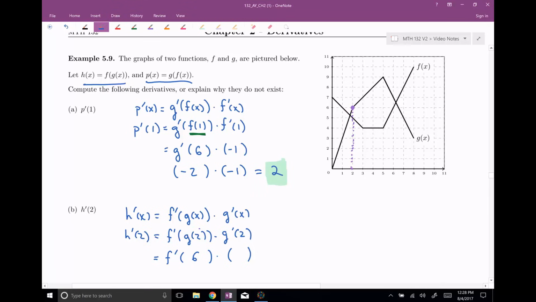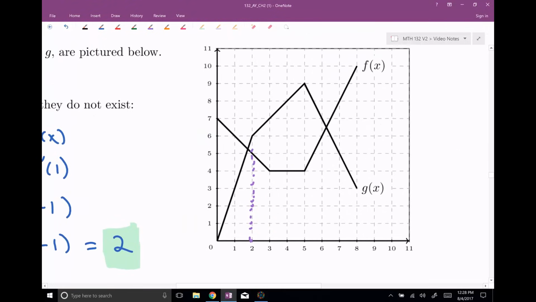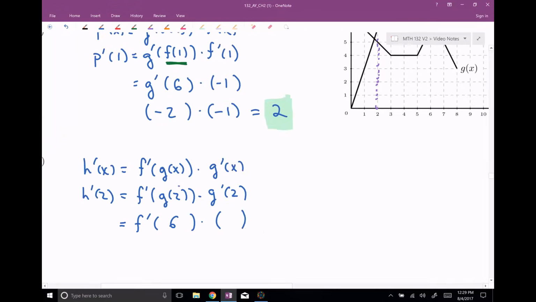Well, let me maybe even erase this purple point and zoom in. And you can see at 2 there is this thing, a cusp, or, kind of more informally, a jagged edge, right? So this is not differentiable at 2. If you were to take the left-hand limit and the right-hand limit, they would approach different things. And so therefore, the function g is not differentiable at 2. So, to some extent, a little less formally, this does not exist.